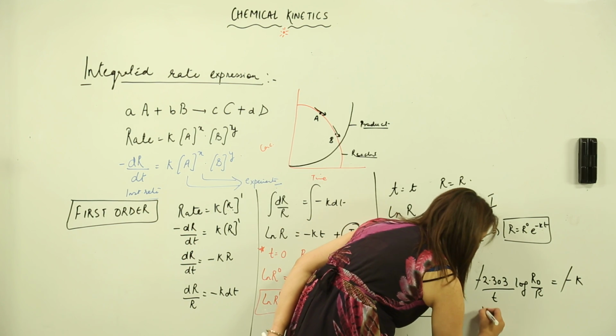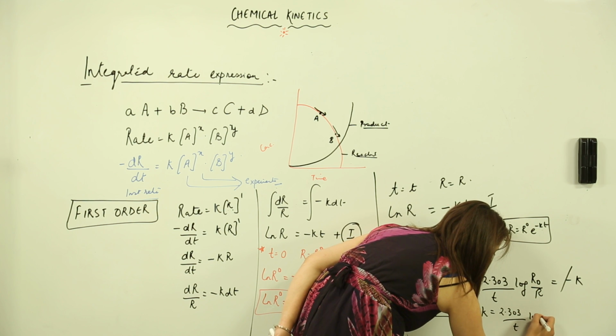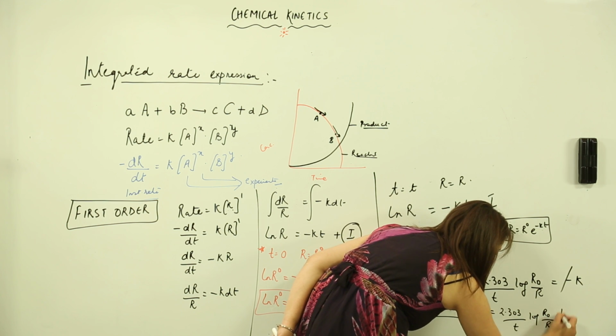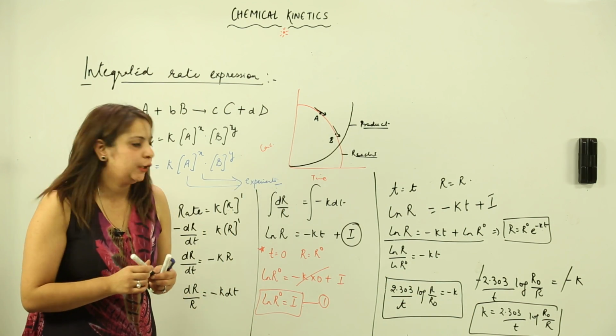So what are we left with? We are left with K is equal to 2.303 upon t log R naught upon R. So this is the integrated rate expression for the first order equation.